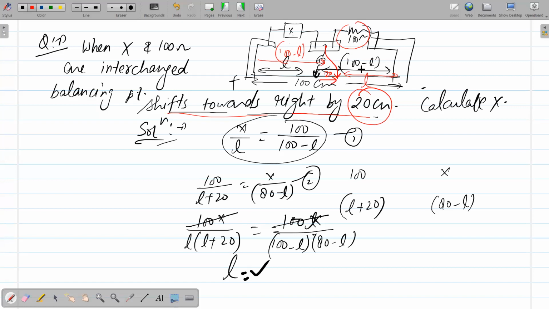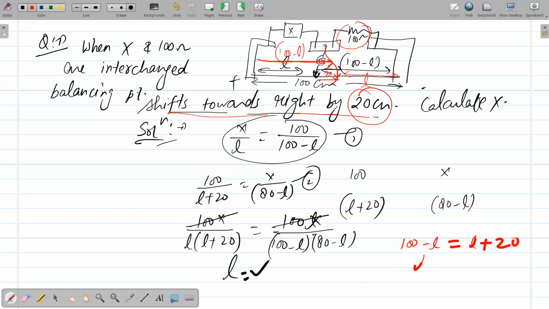Tell me, can we say like this? Can we say like that? Yeah. So if it is clear to you, then you can see that 100 minus L is nothing but L plus 20. Are you getting this? 100 minus L is nothing but L plus 20. Students, tell me, are you getting this? Everyone, tell me. Yeah, simple. Then you get the answer.